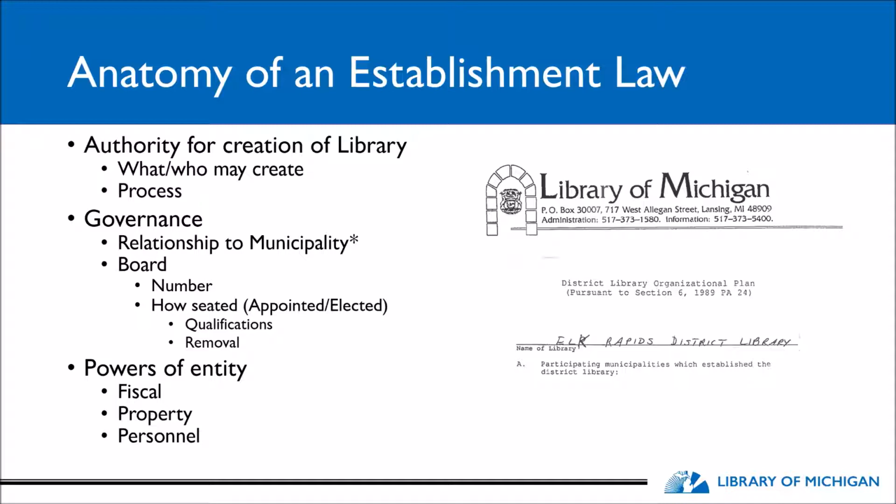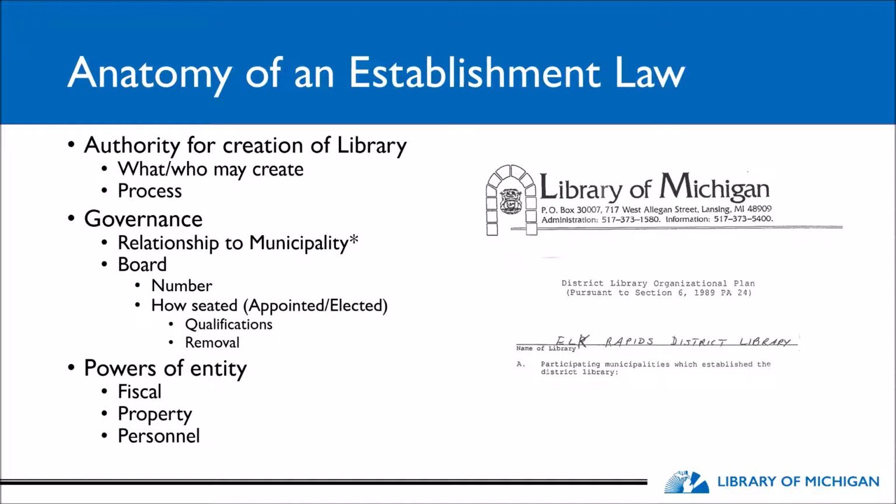For example, whether it needs to be a resolution or an ordinance, or whether you need to have a vote to establish a library. It may not tell you exactly what that resolution will look like, but it will tell you that you have to have a resolution. And then it tells you governance. How is this library governed? What body or what entity is in charge of the structure within the library? In most instances, it'll lay out whether the municipality runs the library, whether there is a board that runs the library, whether there is an advisory board versus a governing board.